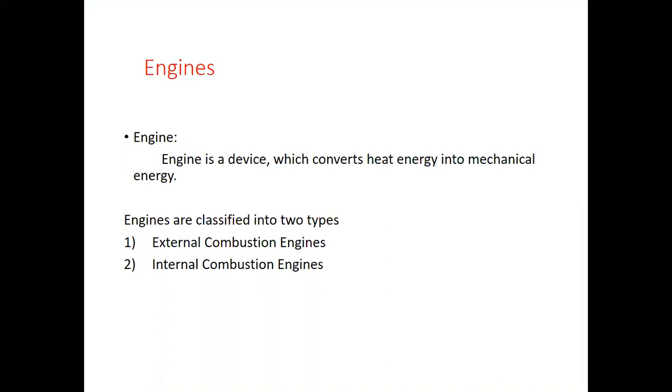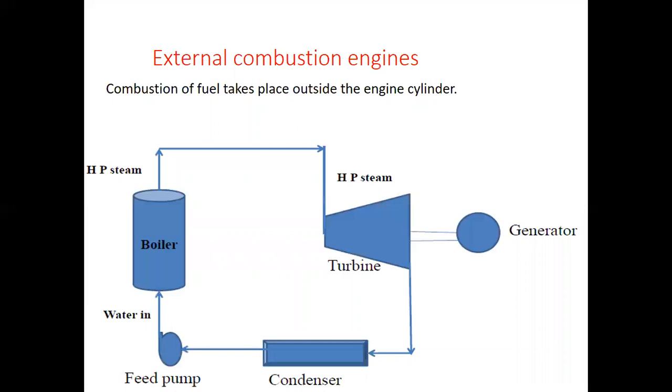Engines are broadly classified into only two types: external combustion engines and internal combustion engines. These are classified based on the combustion. If the combustion is occurring outside of the cylinder chamber, we term it an external combustion engine. If the combustion is occurring within the cylinder, it is termed an internal combustion engine.